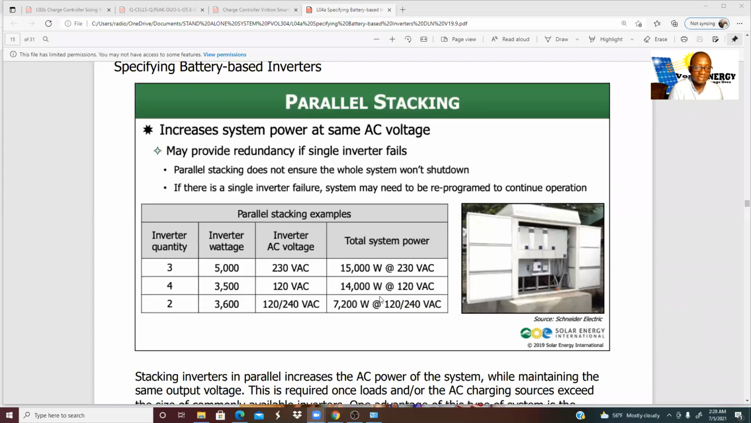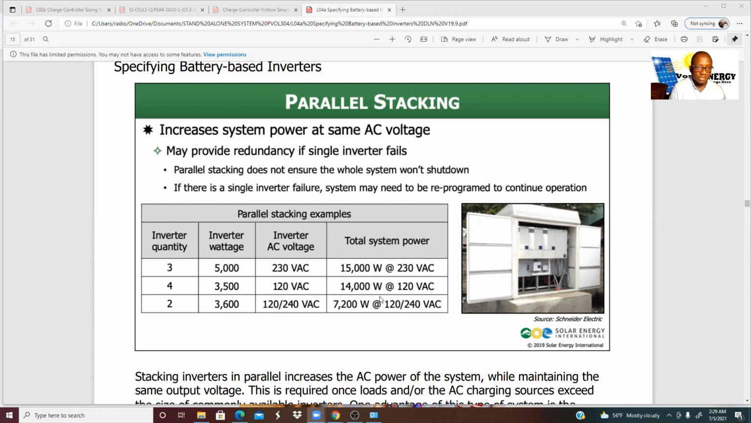All right, class, let's dive right into the training. We are going to be completing our sections on battery-based inverters. We're on page 14, and now we are on page 15. We were talking about inverter parallel stacking.